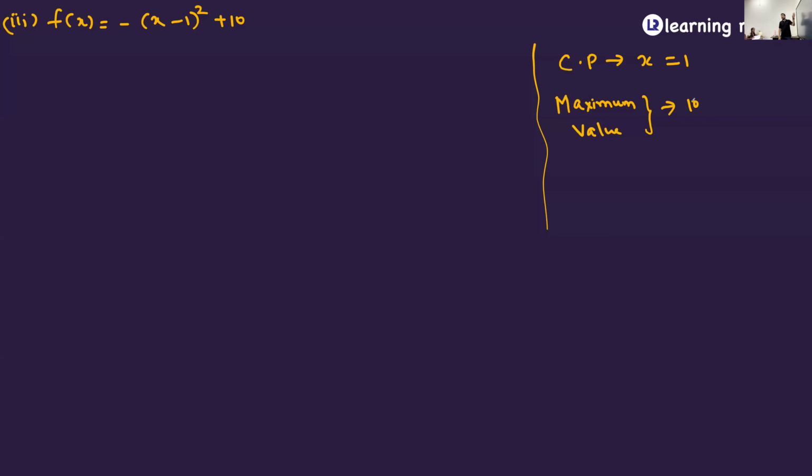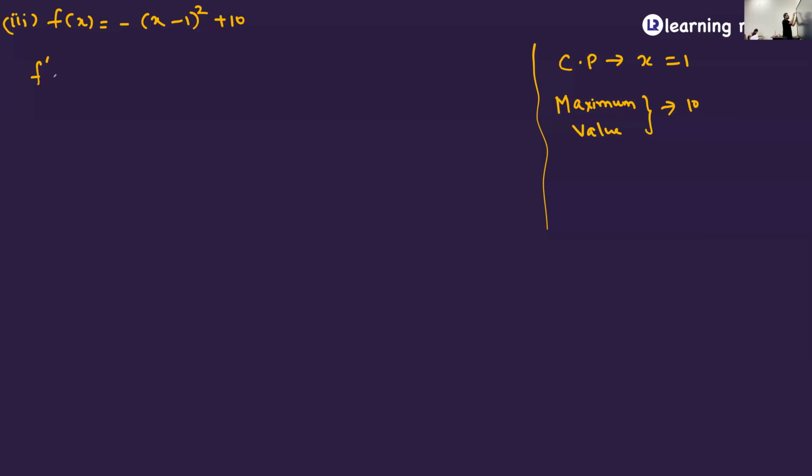How did I say maximum value? Because the coefficient of x square is negative. So it will increase and then decrease. It will reach a peak. See, you have a minus here. When you expand it, you will have x square plus 1 minus 2x. So the coefficient of x square is negative. Negative means maximum. Okay, downward parabola.